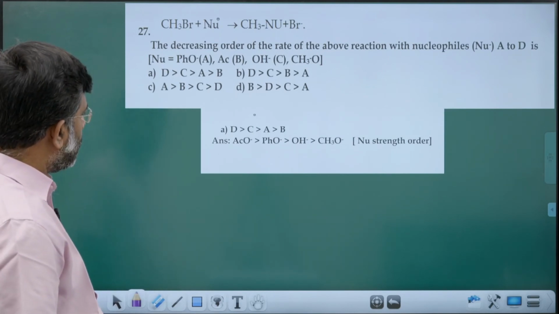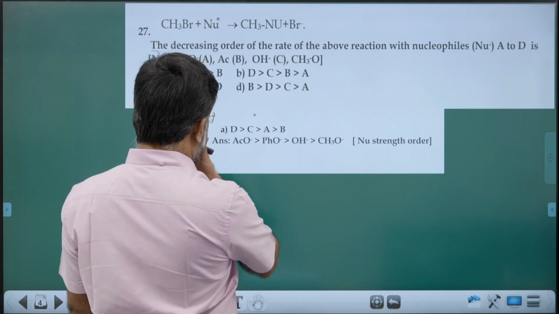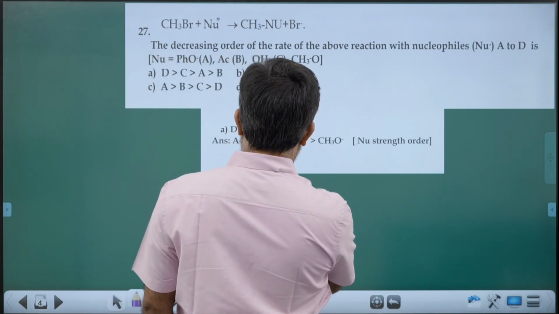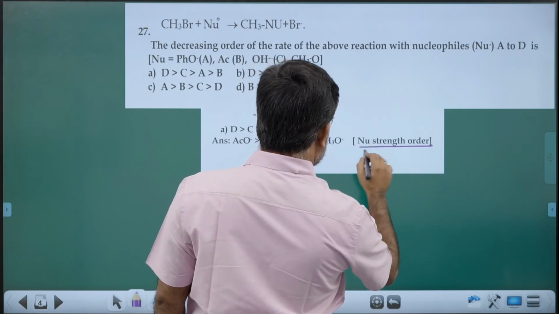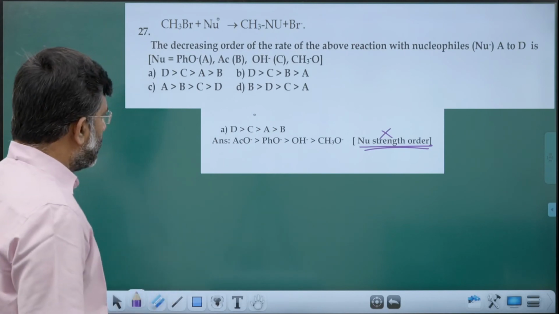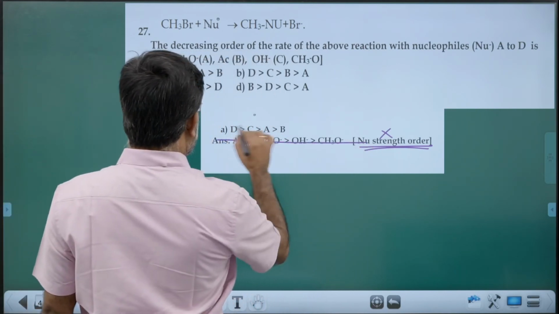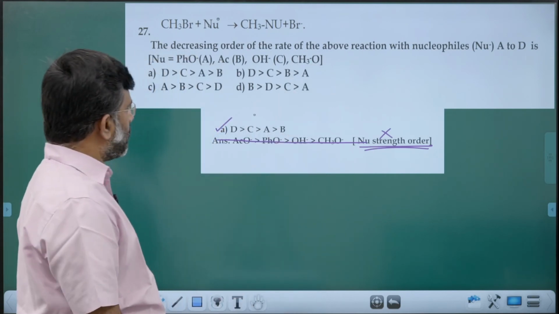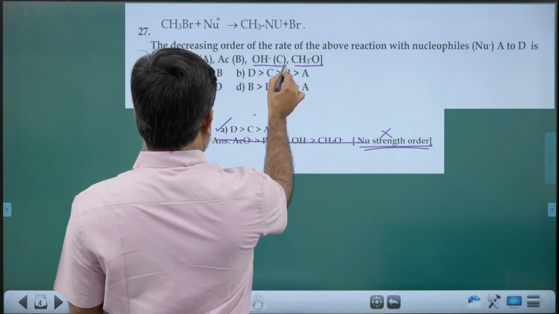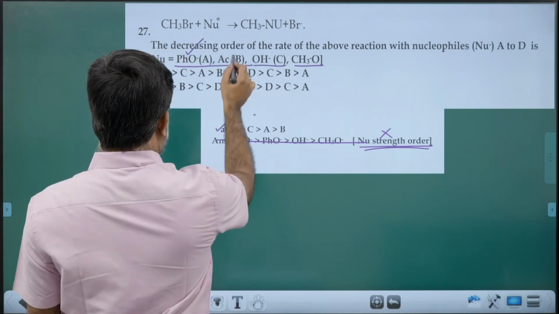Yes, exactly. Nucleophilic strength order is wrong. That is not the nucleophilic strength order. DCAB choice is correct. Hope you understand. This is a stronger nucleophile than this. And out of this, this is a stronger nucleophile than this.